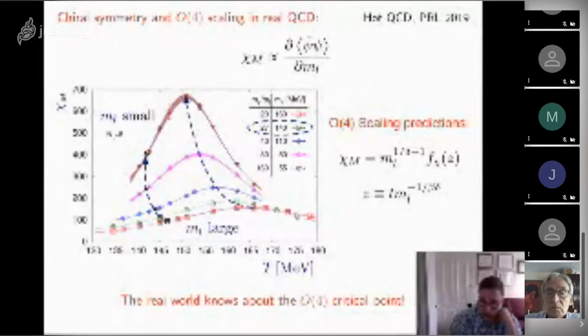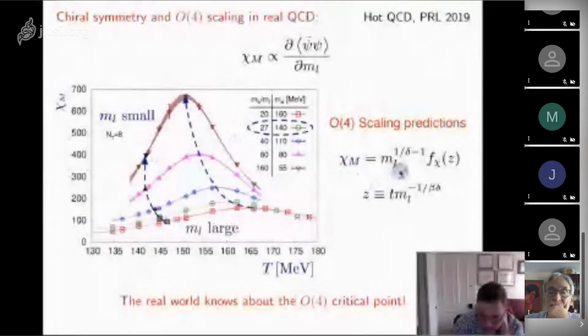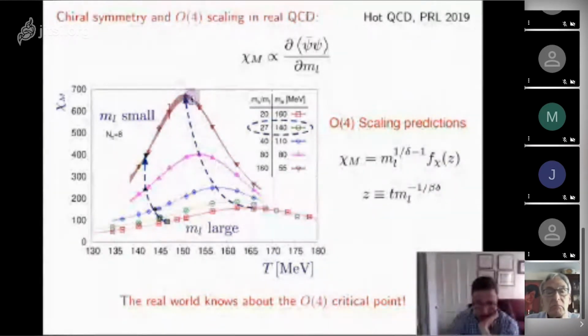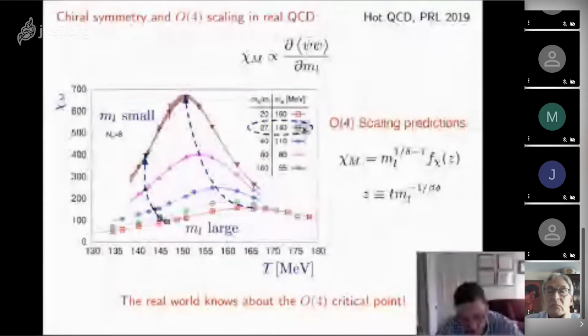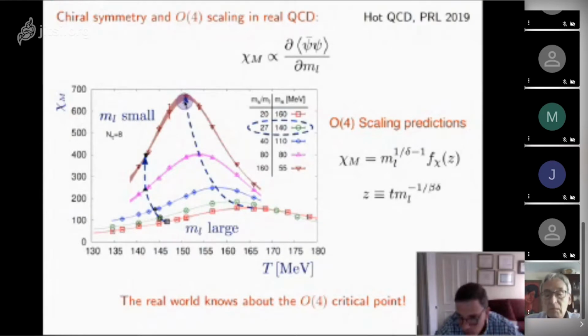The chiral susceptibility in O(4) scaling, near an O(4) critical point, has very definite predictions for how this quantity should change as you change the quark mass. It depends on temperature in a very specific way, and on the quark mass in a very specific way. It's not the purpose of the talk to say how well it's reproduced, but there's a lot of evidence, you can read the HotQCD paper, that many of the features you see are reflecting the O(4) scaling properties of the underlying theory. So the real world, as measured by lattice, knows about the critical point.